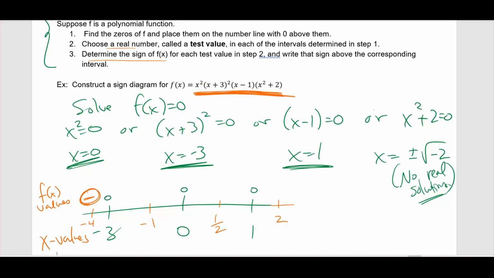Okay, we can do the same thing for -1, right? Square -1, it's always positive. -1 plus 3 squared, well, that's 2 squared, that's positive. -1 minus 1 would be -2, that's negative. And then this guy, -1 squared plus 2, that's positive, right? So our net result here, positive, positive, negative, positive, that's going to be negative.